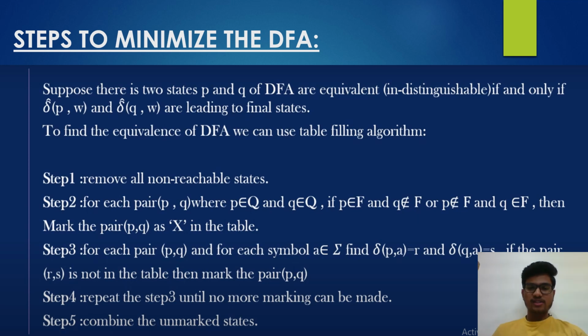What we do in step 2 and step 3 is we basically mark the nodes. If one node is a final state and the other node is a non-final state, then we mark it with a cross symbol in the table. If both the nodes are final states, then we do not mark anything. If both the nodes are non-final states, then also we don't mark anything. Now, in step 4, we repeat step 3 until no more marking can be done in the table. At last, we combine the unmarked states to get our resultant DFA.